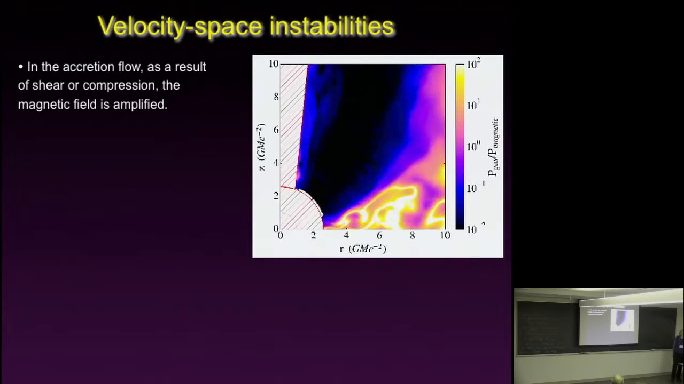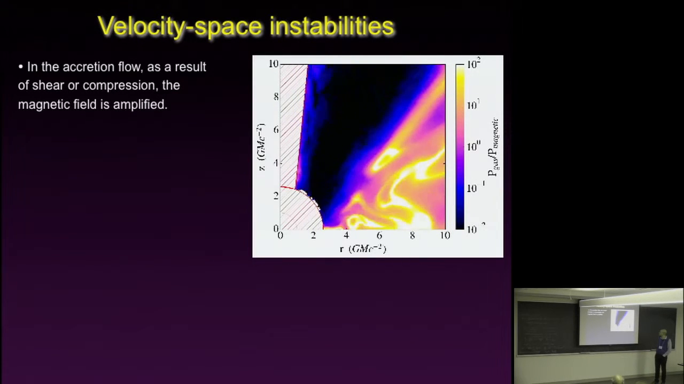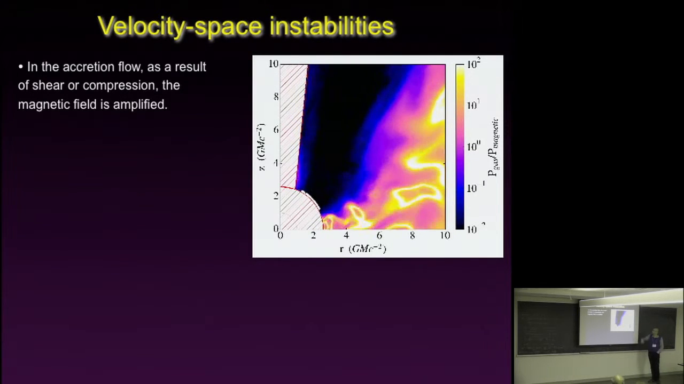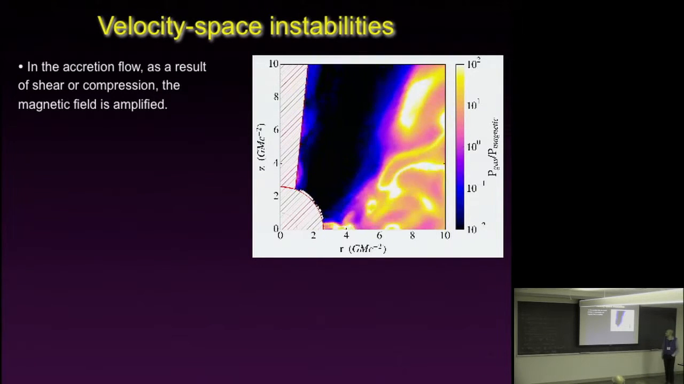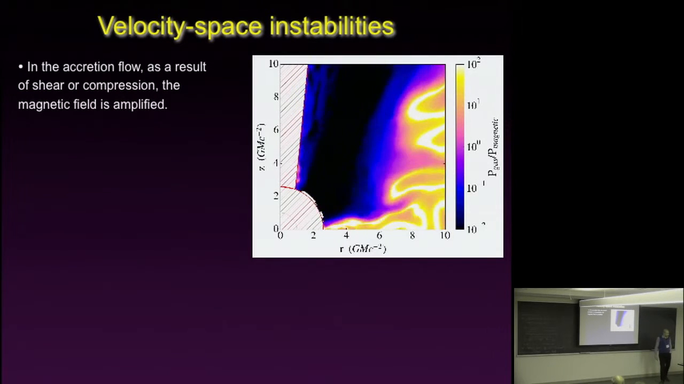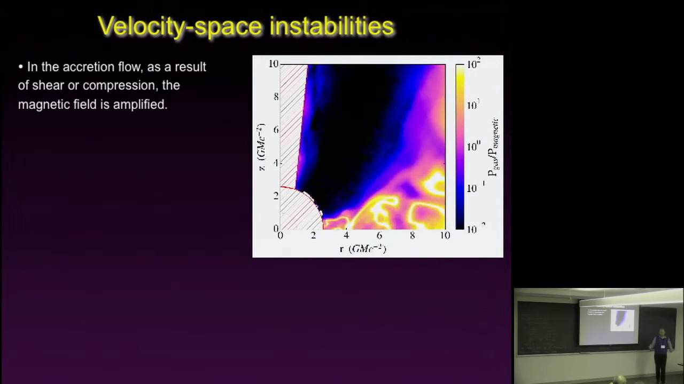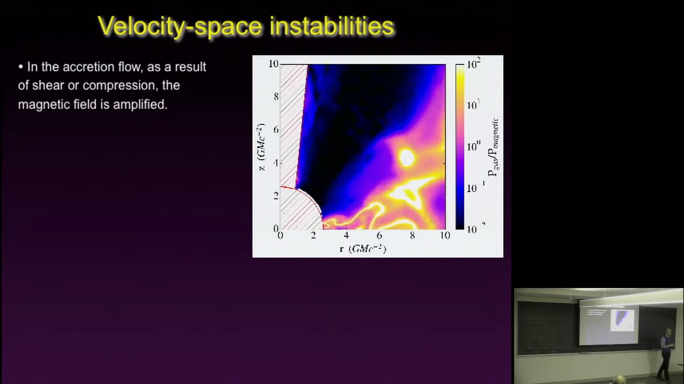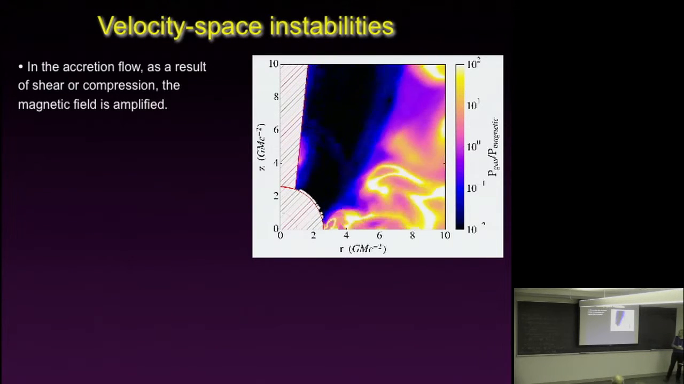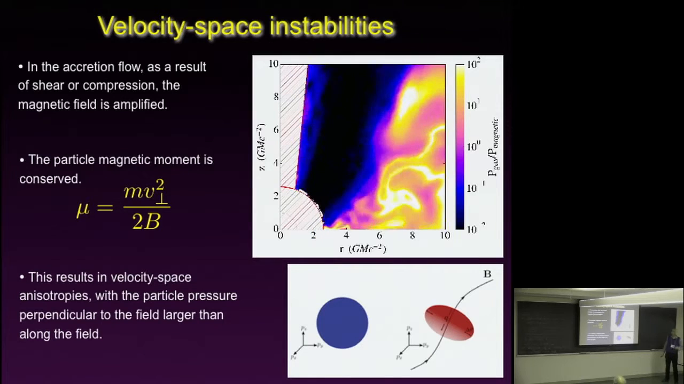So what is the role in the context of accretion disks? This is one of the state-of-the-art simulations of accretion flows. Color coding is the ratio of the gas pressure to the magnetic pressure, so the same beta parameter that I described. Especially colors that are blue or black are cases in which the magnetic field dominates. But everywhere in the accretion disk, and that's actually the whole nature of how an accretion disk works, you have amplification of magnetic fields as a result of shear or compression. And the amplification of the magnetic field is a distinctive signature in the case that the plasma is collisionless.